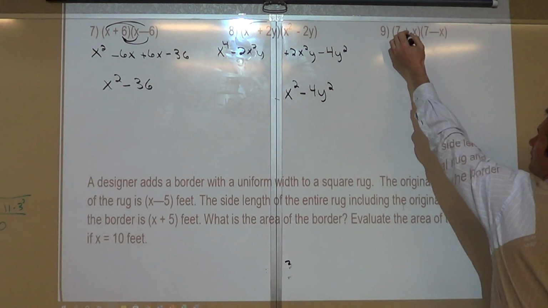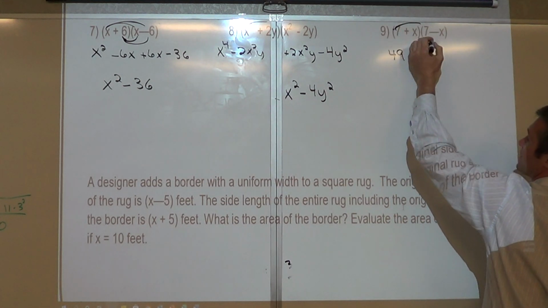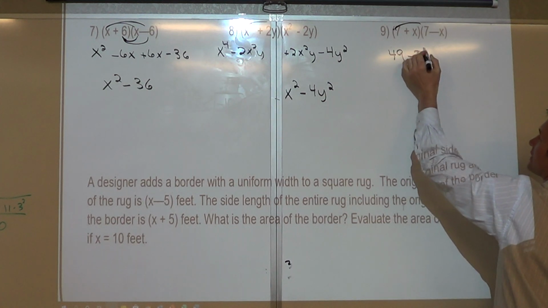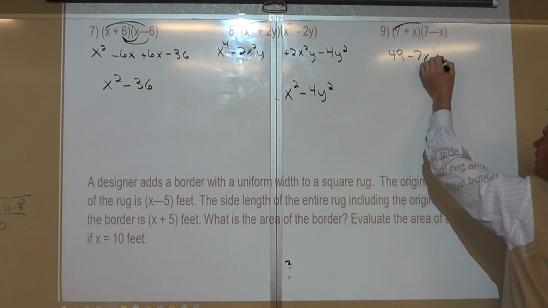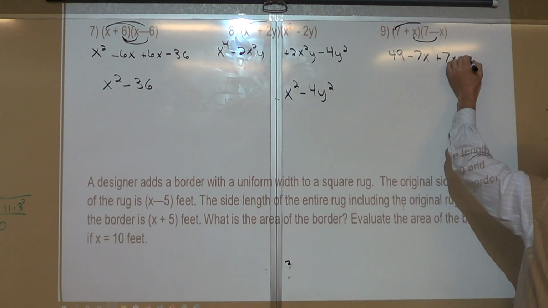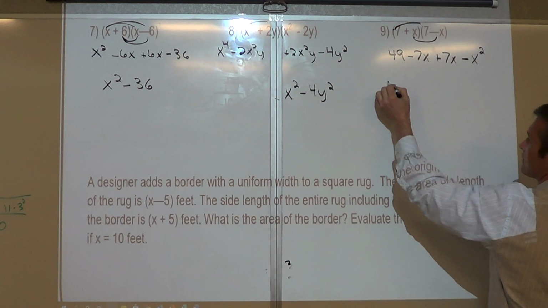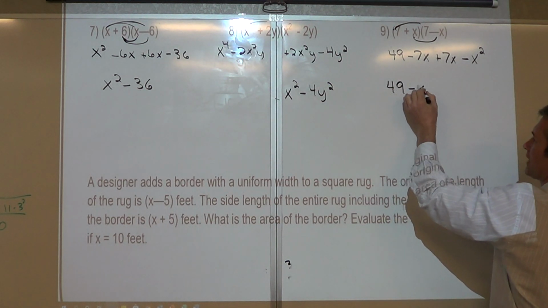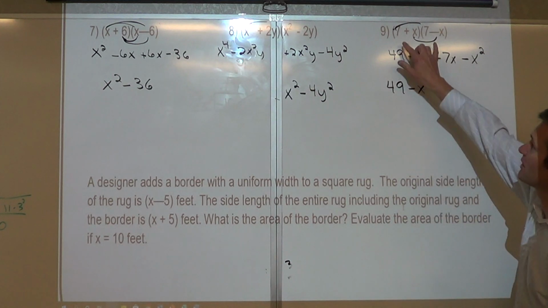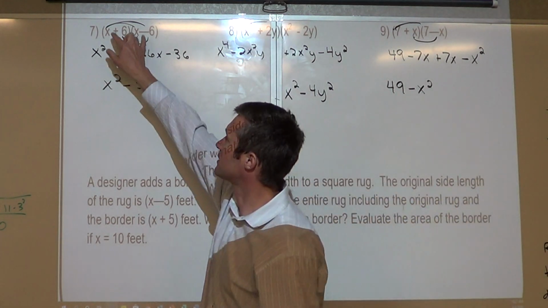Then we go ahead. 7 times 7 is 49. 7 times negative x is negative 7x. X times 7 is positive 7x. And negative x times positive x is negative x squared. Once again, negative 7 plus 7 cancels out. 49 minus x squared. Again, how does this relate to that? How does this relate to that? How does that relate to that?